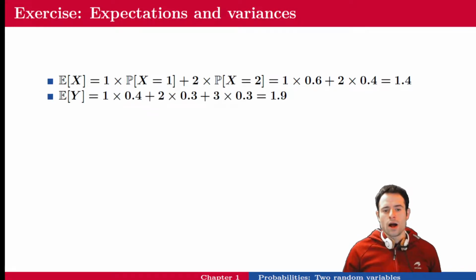The expectation of y can be obtained equivalently by multiplying each value y can take by the corresponding probability. 1 times the probability of y being equal to 1, plus 2 times the probability of y being equal to 2, plus 3 times the probability of y being equal to 3. And you get 1.9.